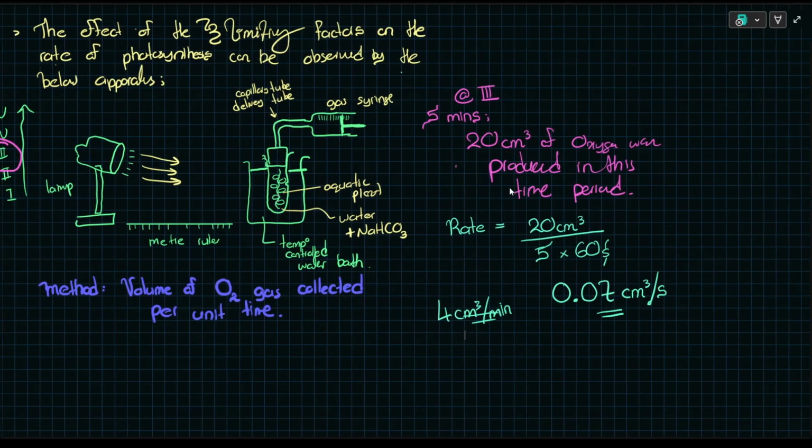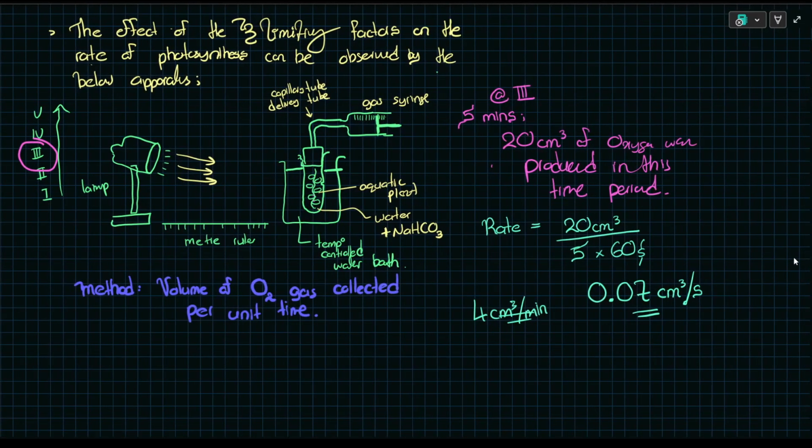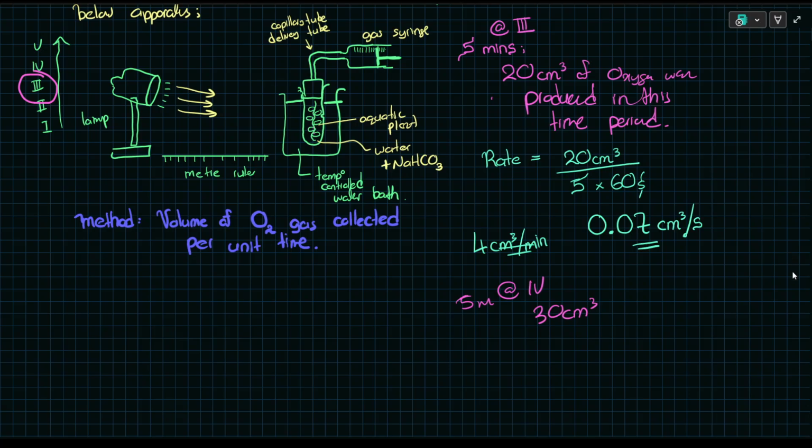Right, now this was for 5 minutes at light intensity 3. Now I'm going to keep it for 5 minutes at light intensity 4. And now I saw that I produced 30 cm3. Let's calculate the rate.